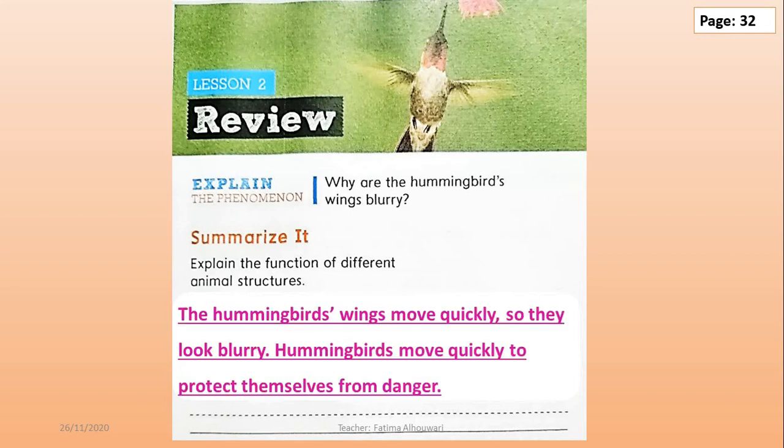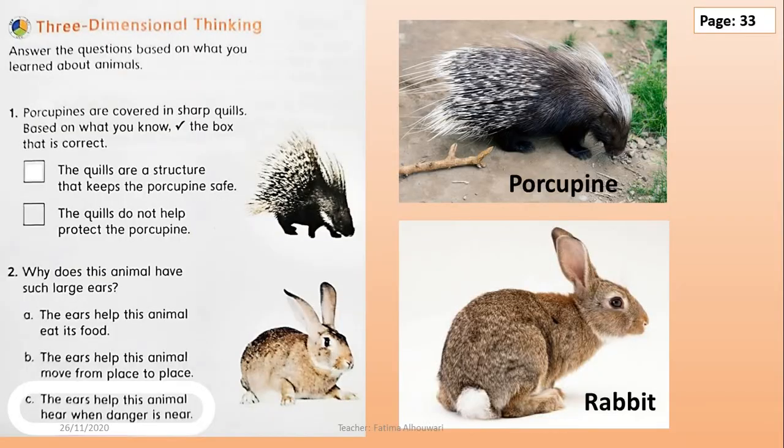Interesting. Let's summarize everything, grade 1. The hummingbird's wings move quickly, so they look blurry. Hummingbirds move quickly to protect themselves from danger. Interesting. Let's see the last page.